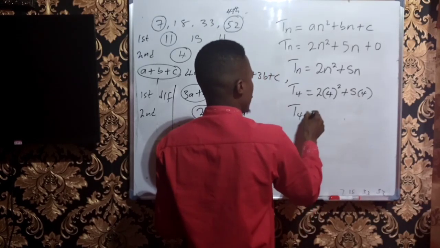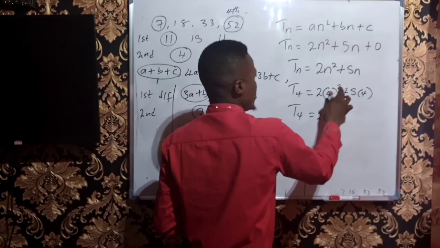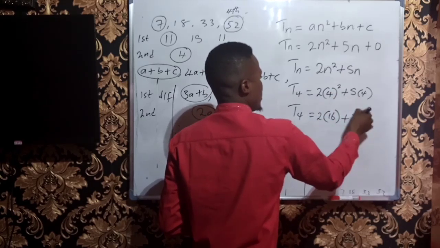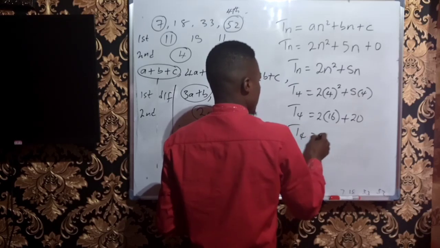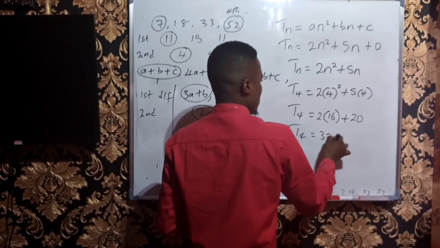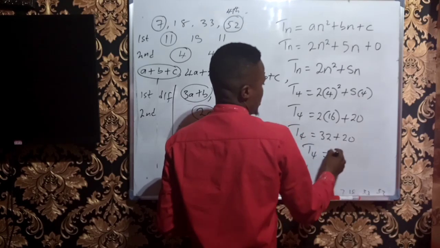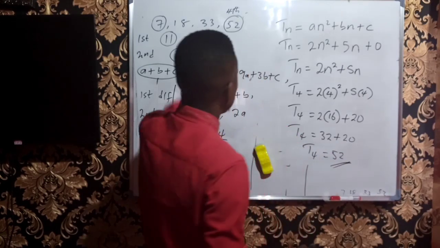So T4 is now 2 bracket 4 squared is 16, plus 5 times 4 is 20. So T4 is now 2 times 16 is 32 plus 20. And 32 plus 20 will give us 52. So we are in order.